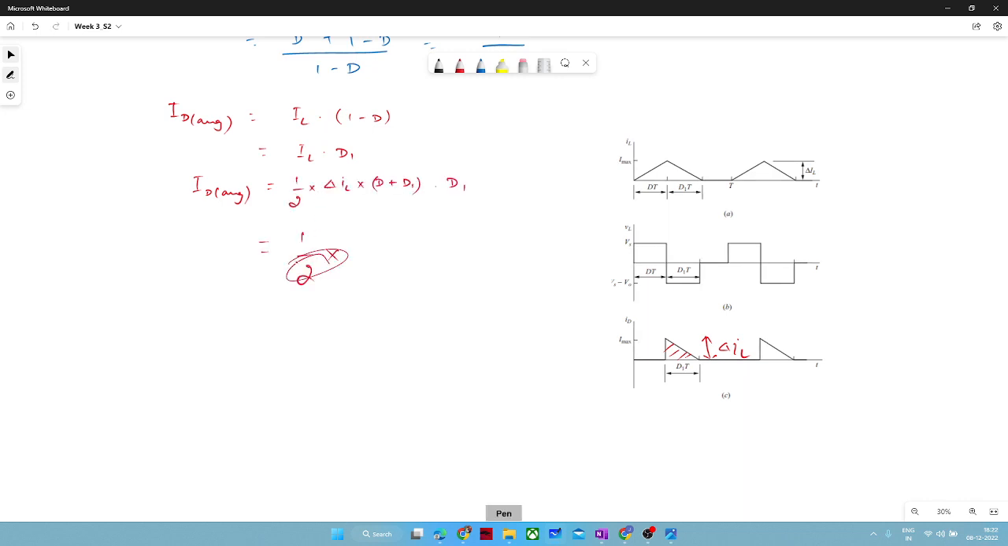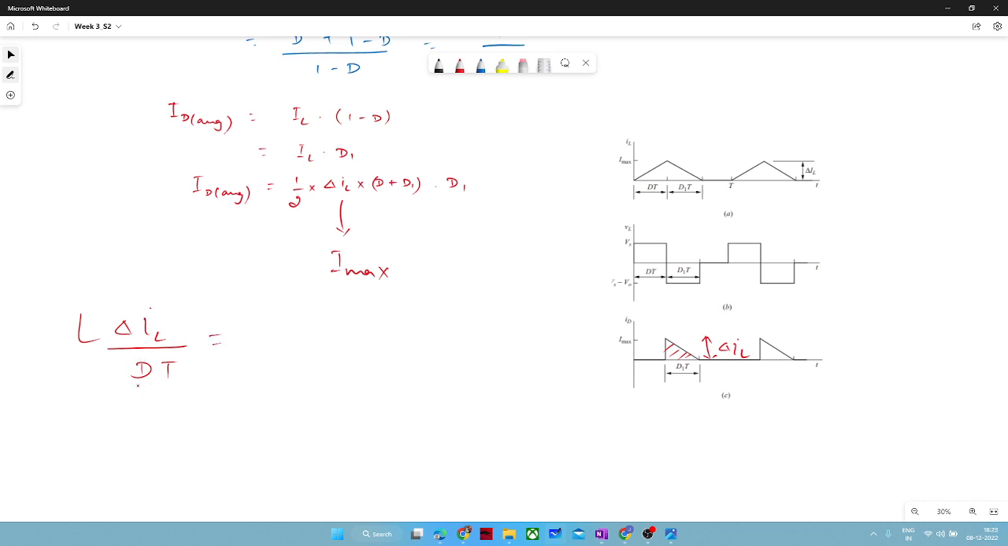Yeah, this was the value earlier. Now we can write del IL as Imax because del IL and Imax both values are same. So further, I will simplify. You know the value of ripple. If you don't know, do not bother. You can easily equate L del IL by dt.